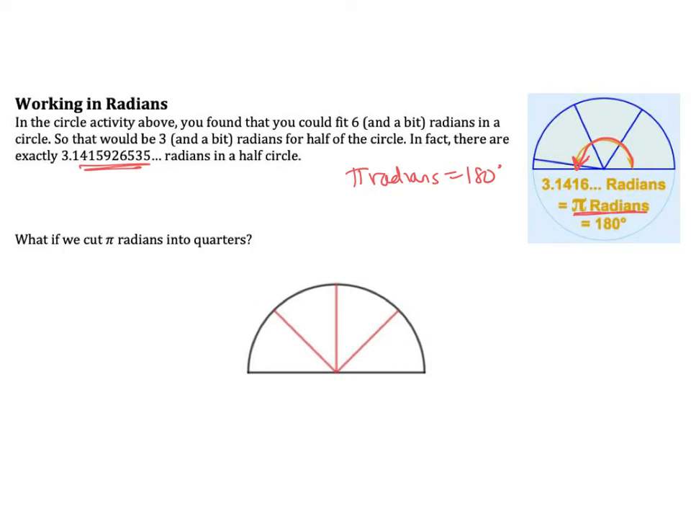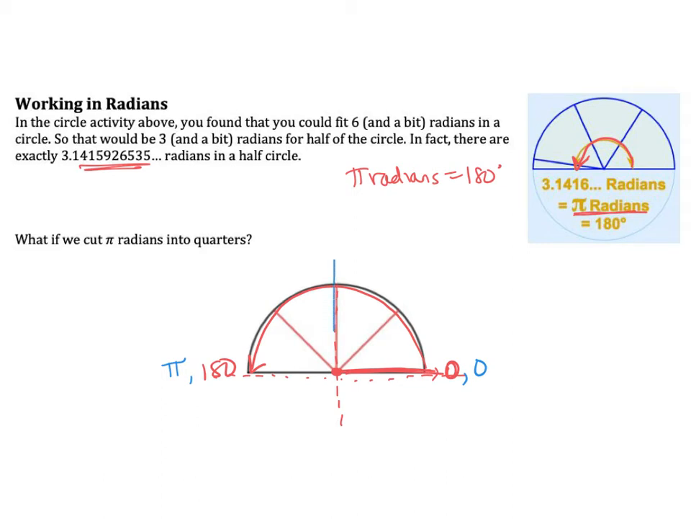So if this is our origin right here, we have our y-axis and our x-axis. If this was our initial side, and we rotated around to get to here, this would be 0 degrees, this would be 180 degrees. Now, what about in radians? Well, this would be 0 radians, this would be pi radians, we just said.